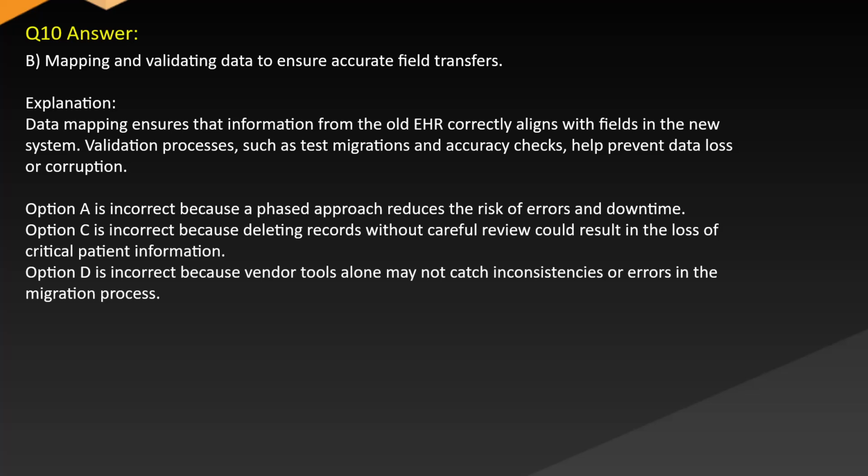Option A is incorrect because a phased approach reduces the risk of errors and downtime. Option C is incorrect because deleting records without careful review could result in the loss of critical patient information. Option D is incorrect because vendor tools alone may not catch inconsistencies or errors in the migration process.